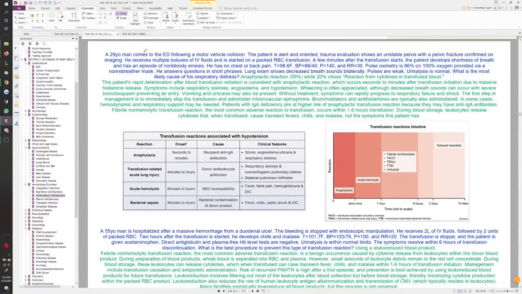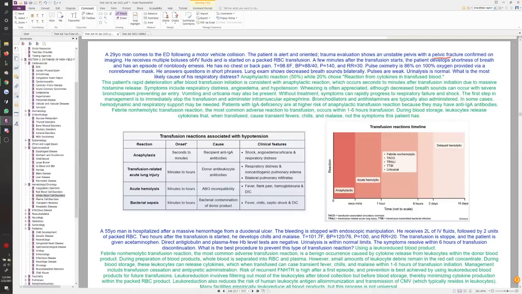This one says, 29-year-old man comes to the emergency department following a motor vehicle collision. The patient is alert and oriented. Trauma evaluation shows an unstable pelvis with a pelvic fracture confirmed on imaging. So he had a motor vehicle collision, and his main thing is this pelvic fracture, which really sucks, right? Unstable pelvis. He's a young guy.